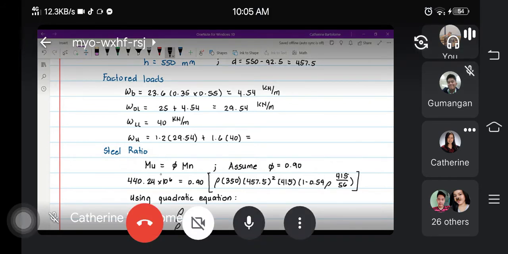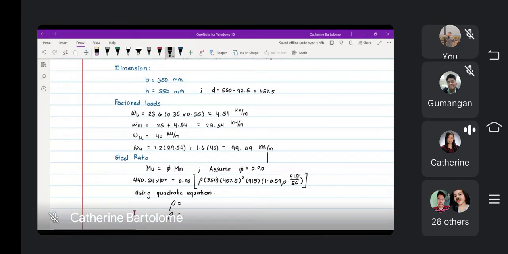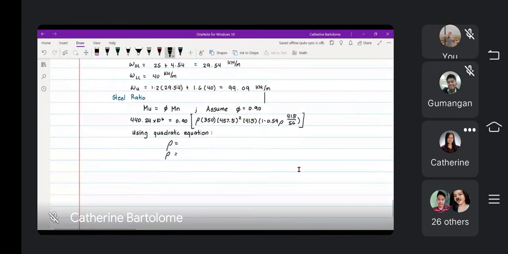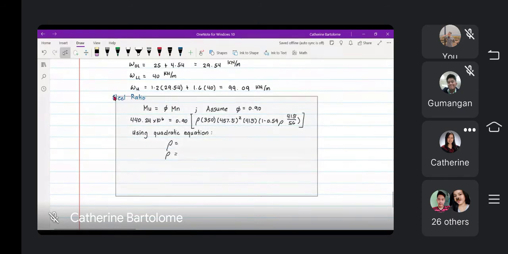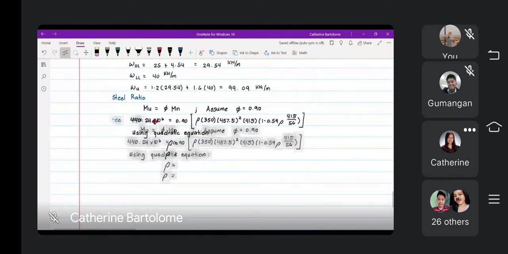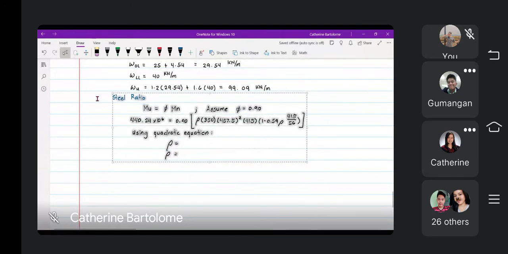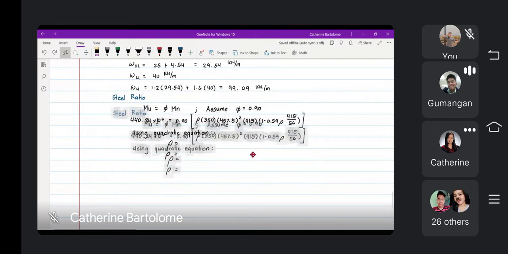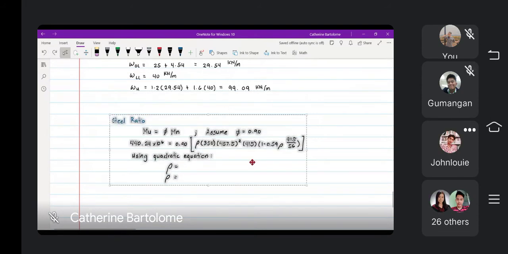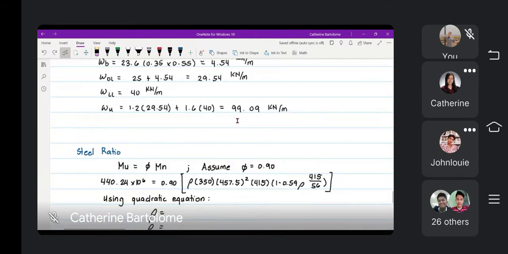Ay, 09 po. Pag 48 ata yun, ma'am. Alin? 45. 45. 99.45? Yes, ma'am. 45.